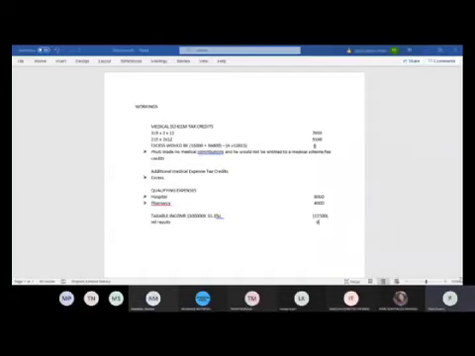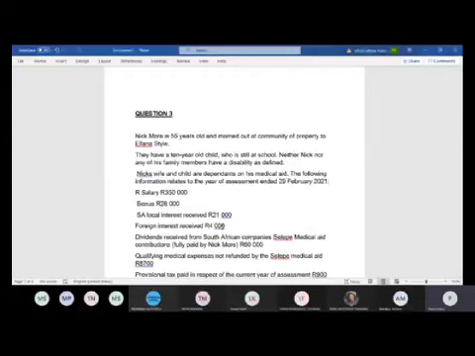All right. This question 3 says Nick Moore is 65 years of age, and married out of community of property to Ilana Stein. They have a 10-year-old child who is still at school. Neither Nick nor any of his family members have a disability as defined. That part you need is very key. Nick's wife and child are dependents on his medical aid. The following information relates to the year of assessment ending the 28th of February 2021.